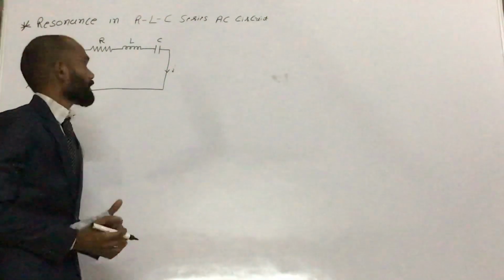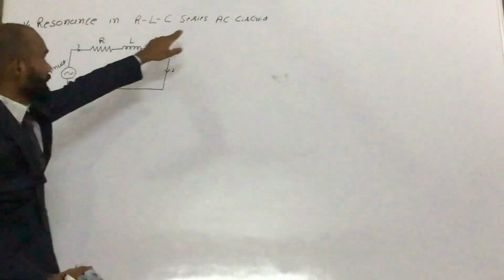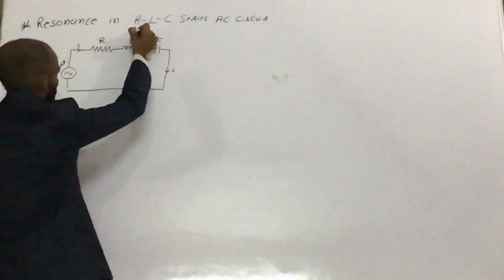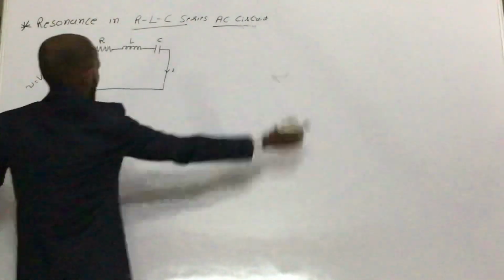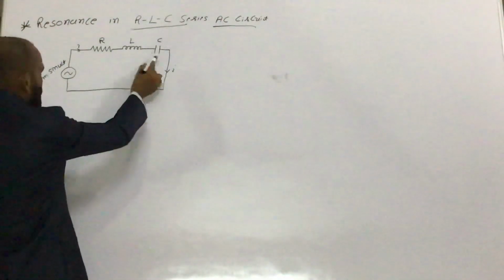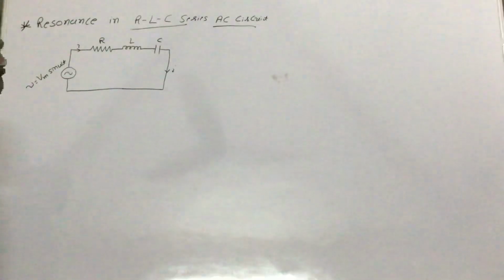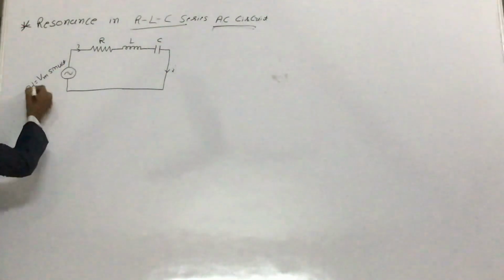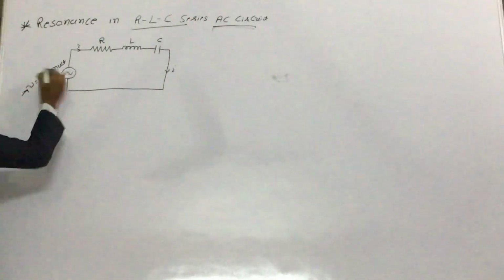Hello friends, we discuss resonance in RLC series AC circuit. RLC series means three elements, resistance, inductance and capacitor, are connected in series across an AC supply whose voltage is given by v = Vm sin omega t.